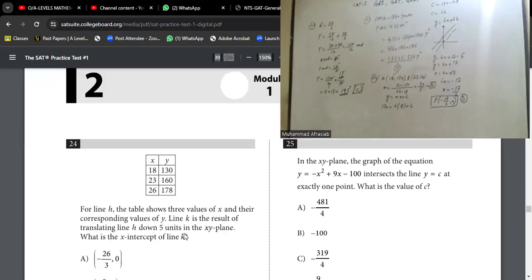In the graph xy plane, the graph of this equation y is equal to minus x square plus 9x minus 16 intersects the line y is equal to c at exactly one point. What is the value of c?